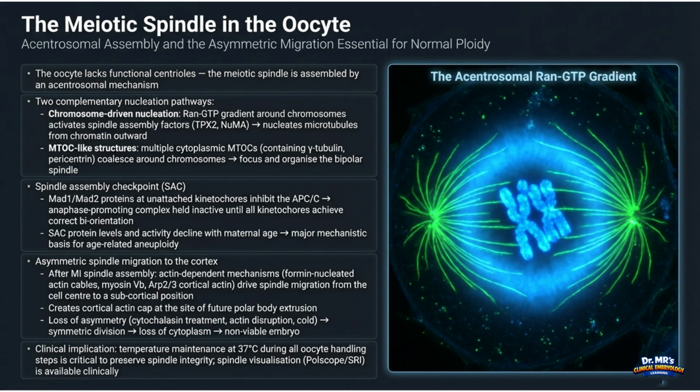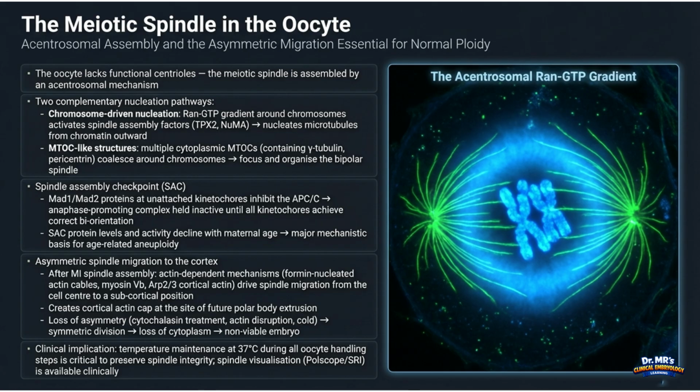Scattered loosely throughout the oocyte cytoplasm are hundreds of tiny, disorganized clusters called MTOCs, or microtubule organizing centers. These contain the gamma-tubulin and pericentrin we discussed earlier, but they aren't structured into a central centrosome. They are essentially loose, floating puzzle pieces. As the chromosomes nucleate their own microtubules outward, these floating MTOCs are dragged toward the DNA by motor proteins like dynein. They begin to coalesce and cluster together, forcing all the minus ends of the newly formed microtubules to converge into two focused points. And those two focal points become the bipolar ends of the M2 spindle.